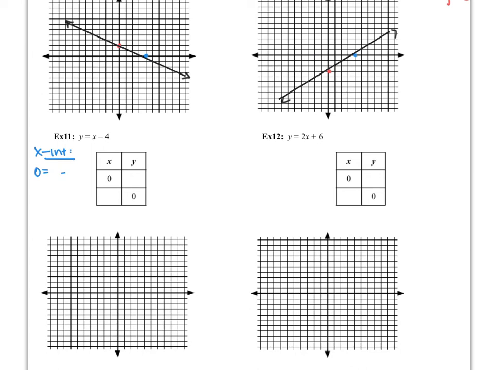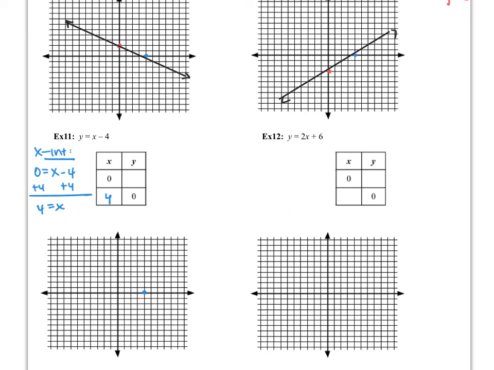Oops, I made that y also. So I just took my y and I changed it to 0. Now I'm just going to get x by itself by adding 4 to both sides. And so I get an x value of 4. So right here, when I changed y to 0, because that's what I do when I'm finding an x-intercept, I got an x value of 4. And then I would go and graph that.